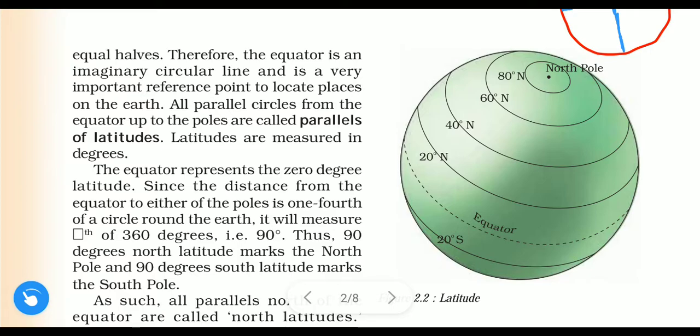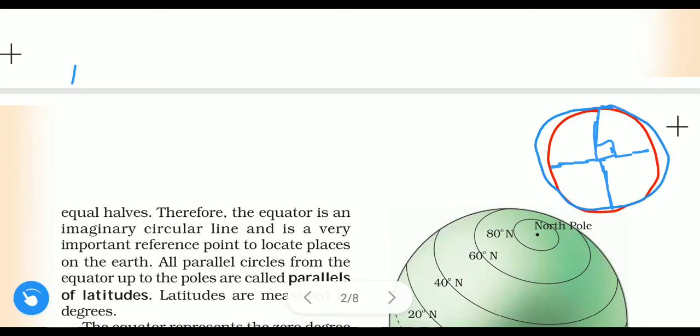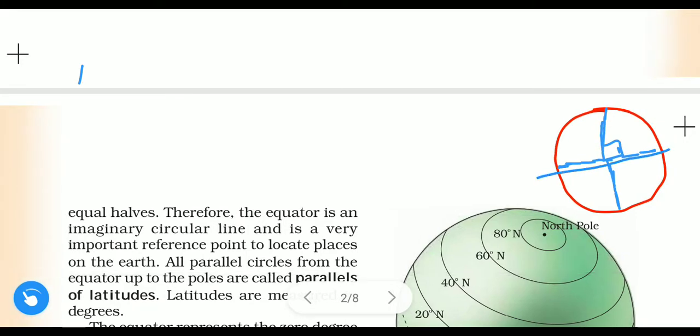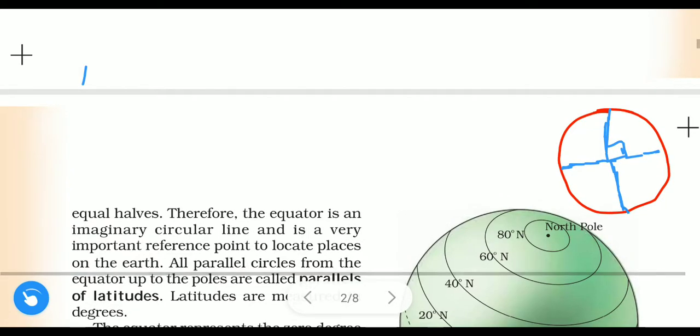Here we will discuss this in a 2D diagram, and you will understand. This is your 2D diagram of the planet earth. This circle is the earth, this is your equator, here is your north pole and here your south pole. So this distance from the north pole to the equator, or from the south pole to the equator, is 90 degrees.